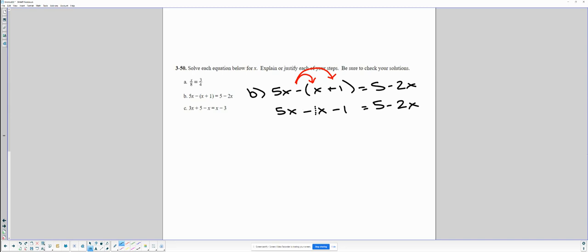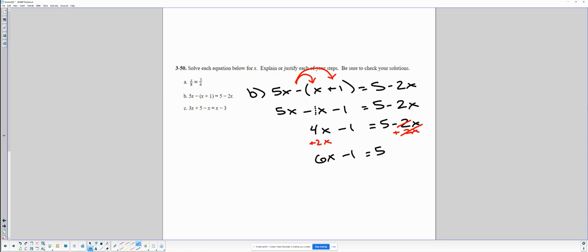You're going to combine the 5x and the negative 1x. They're on the same side, so you can combine them together. No need to do opposite. 5x minus 1x is going to give you 4x minus 1 equals 5 minus 2x. Now that the x terms are on opposite sides, you can combine them any way you like. I'm going to add 2x to both sides. So this will give me 0 over here, and on the left hand side, it will give me 6x minus 1 equals 5.